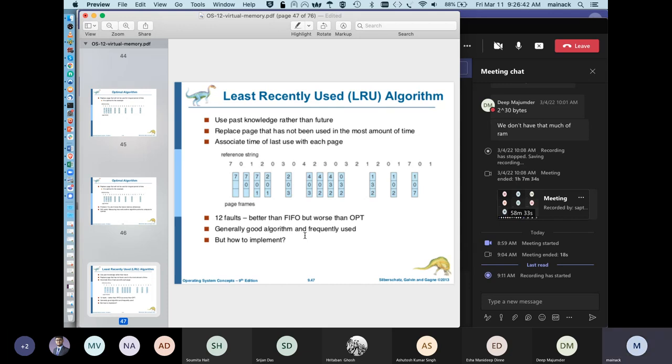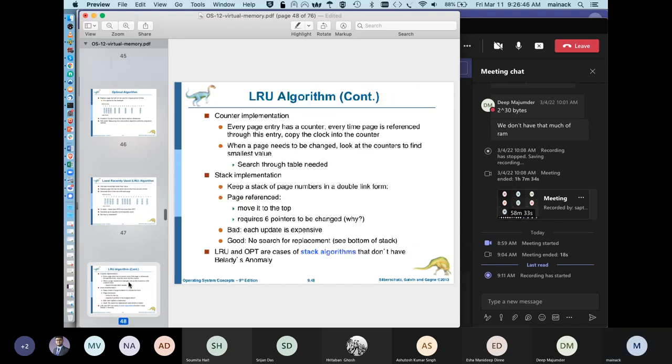But how to implement this LRU algorithm? Now, in LRU algorithm, when I told this time of last use, I meant timestamp, like it was used on Friday, March 11th, 9:26 a.m. or something. The key is that you don't need such fine-grained time. All you need to know is which one was referenced earliest in the past.